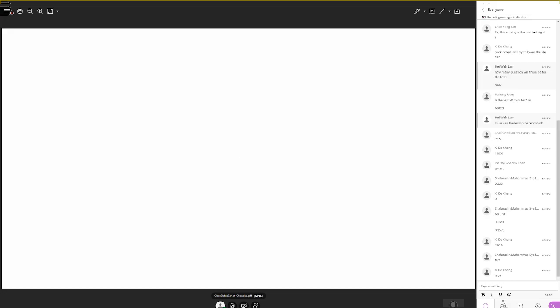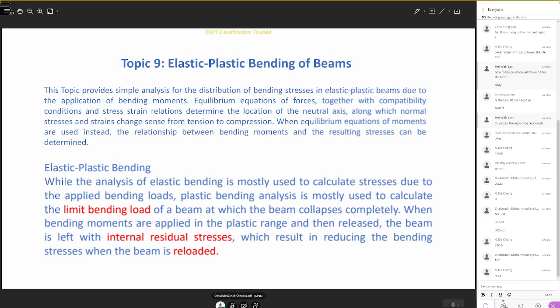Okay, after this, we move on to the next topic, which is about elastoplastic bending. That means the material is not fully plastic, not fully elastic. It is undergoing both: a part of the material is under elastic deformation and a part is under plastic deformation. So the plastic bending is not complete across the entire material.